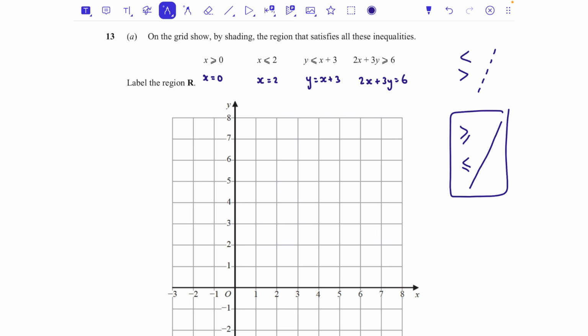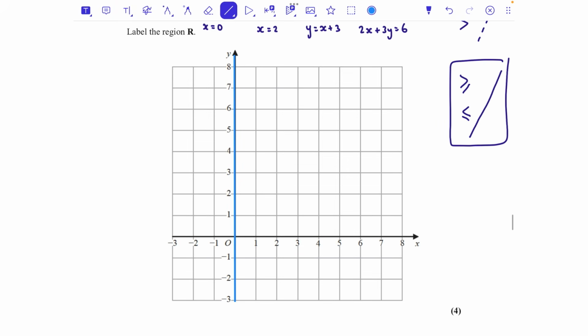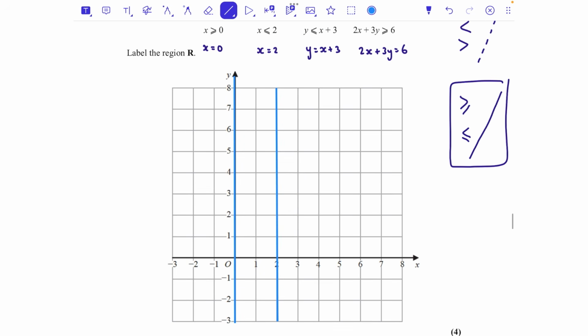Now I'm going to start by drawing the line x equals 0, which is also known as the y-axis. So that's the line x equals 0 there. And I also want to draw the line x equals 2. Now, I'm told from the inequalities that we want x to be bigger than or equal to 0, and less than or equal to 2.